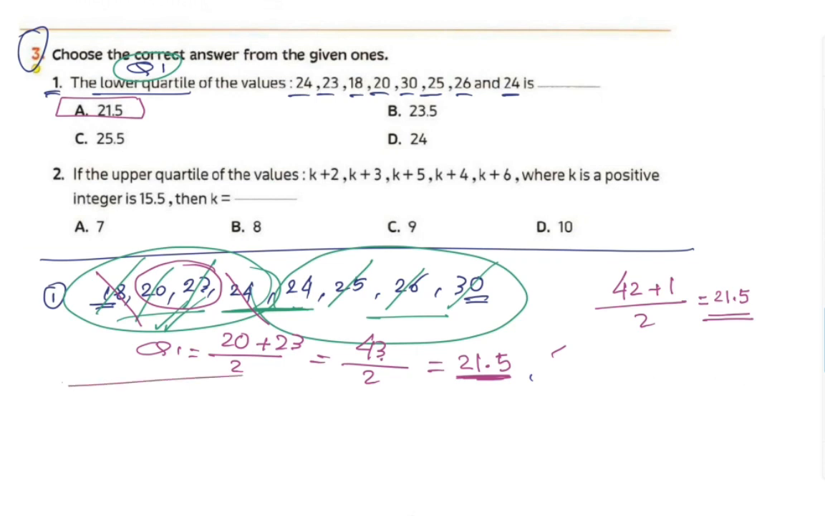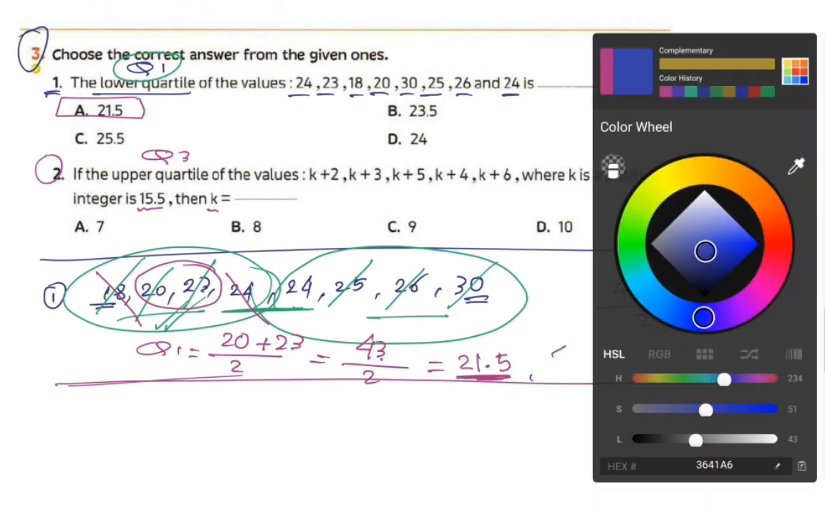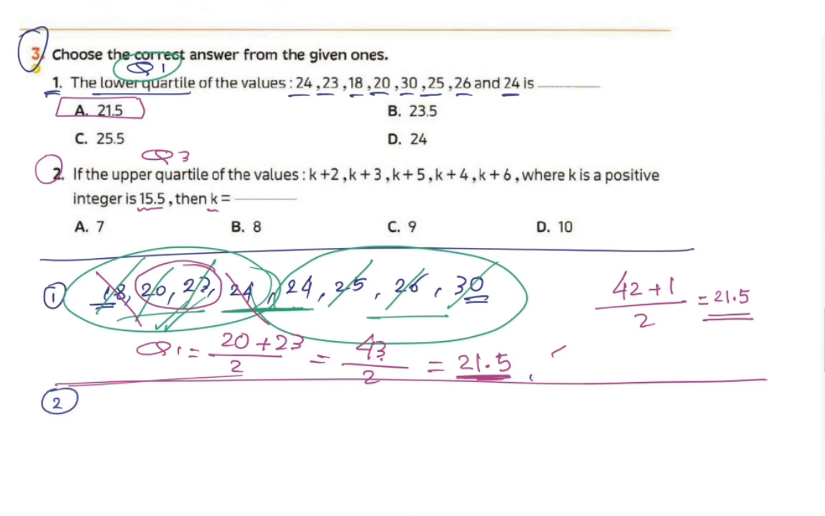Now go to question number 2. If the upper quartile Q3 of the values k plus 2, k plus 3, k plus 5, k plus 4, k plus 6 is 15.5, now I need to find the value of k. How to find the value of k? Note with me, question number 2.